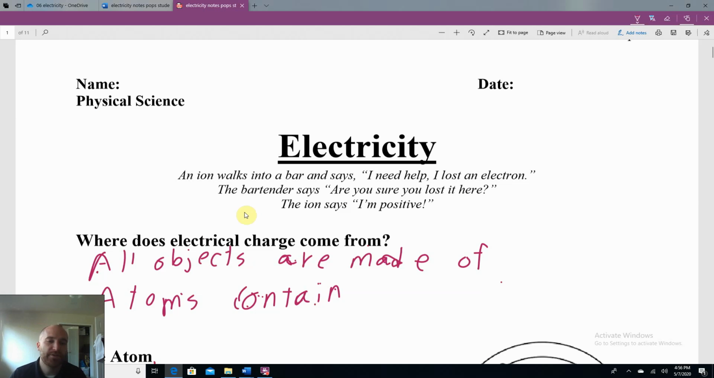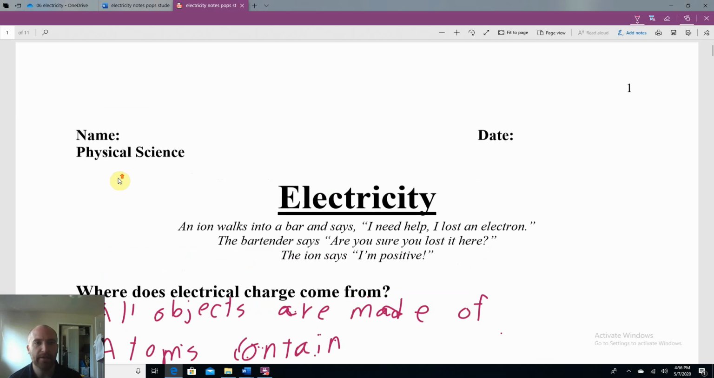Hey everyone, today we're starting our new unit which is on electricity. We're going to spend a while on this, so make sure you save this note packet document somewhere you'll be able to find it easily.